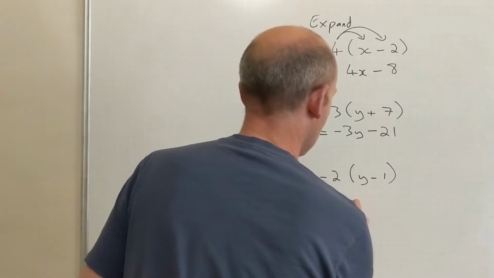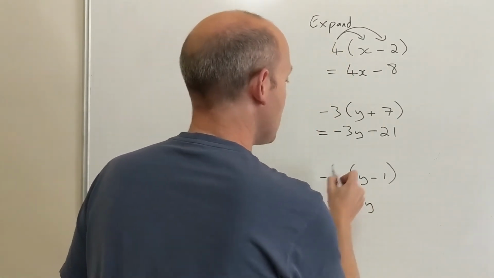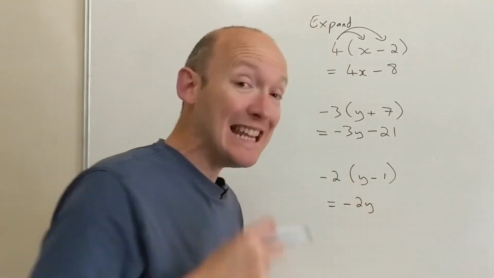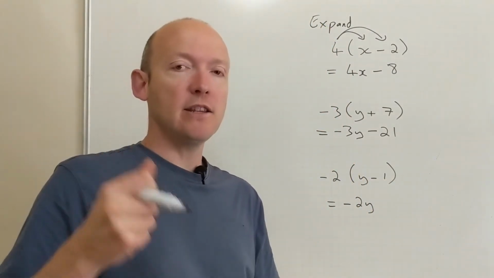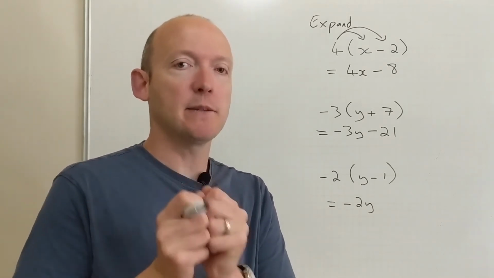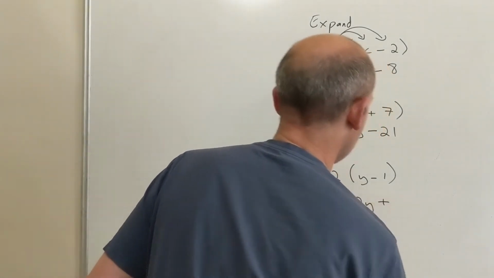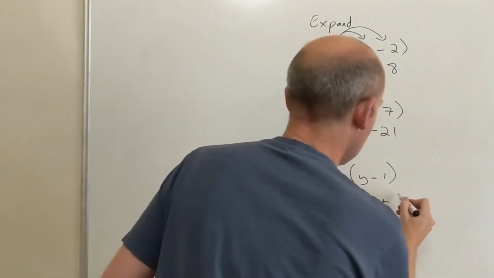So minus 2 times y is minus 2y, and minus 2 times minus 1, here's where it could easily go wrong. So we're doing a minus times a minus. That is one of those situations where a minus and a minus make a plus. When you're multiplying 2 negatives, you get a positive. And 2 times 1 is 2.